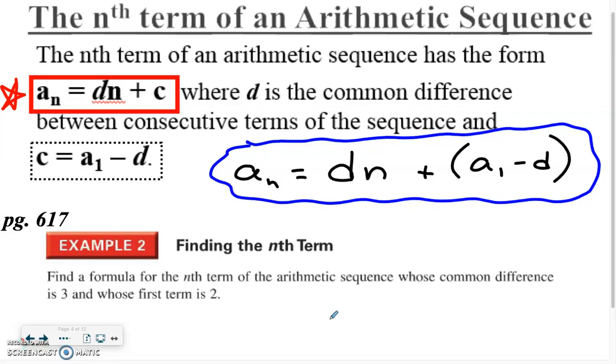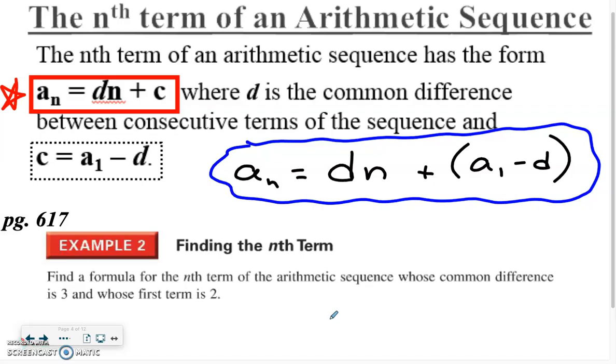Exactly. Again, Ben told us that the arithmetic sequence is just a linear function. That's all that it is, and he's absolutely right. I understand that all of the letters are different, but does this follow the pattern of y equals mx plus b? Yes. So realizing that d, your common difference, is your slope. And c, the new thing that we're introducing here, a1 minus d, is your y-intercept. That's your starting point. That's exactly how we want to think about this moving forward.